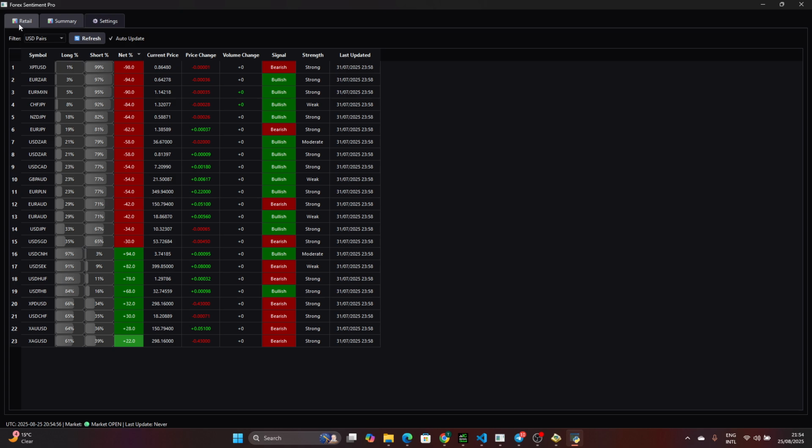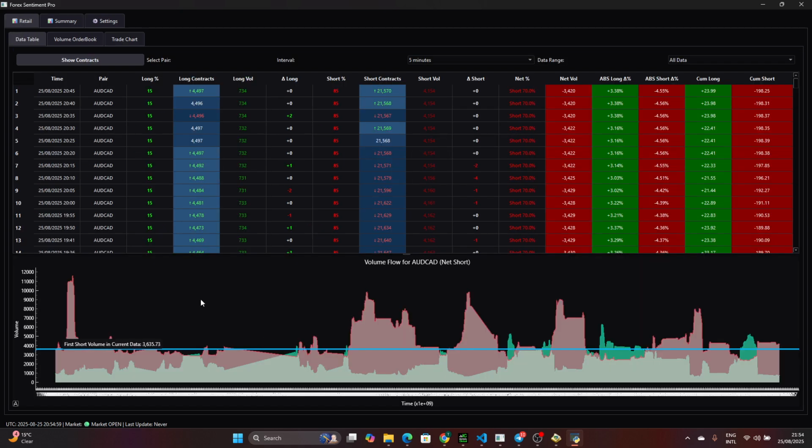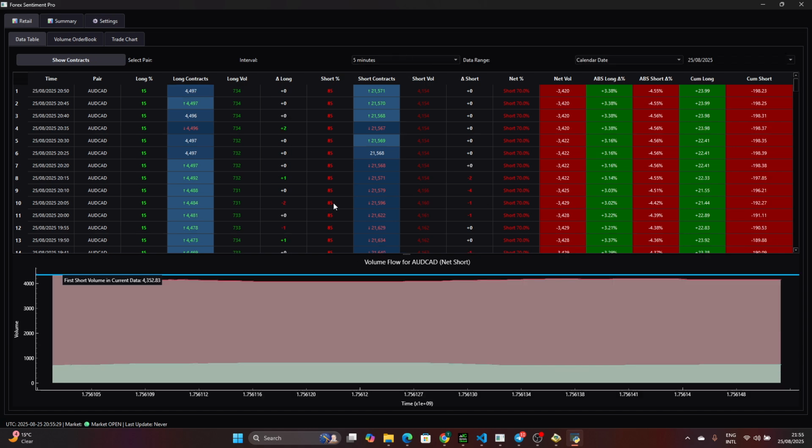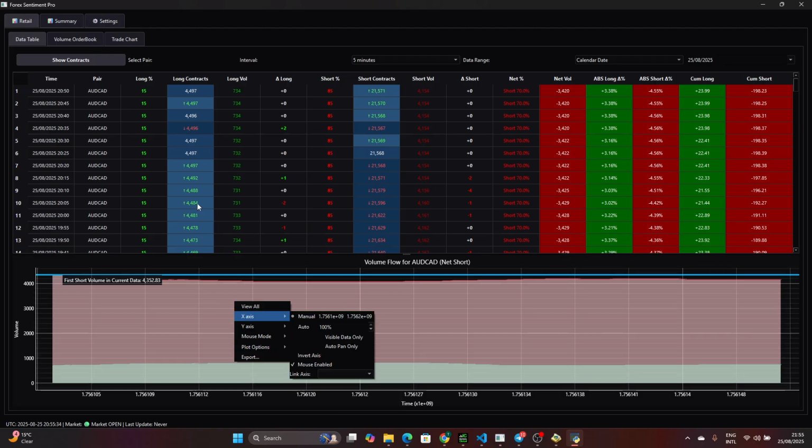The retail tab is the interesting one because this is the completely new tab, where on the right hand side these are similar compared to the previous version. On the right hand side I brought the absolute long and short volumes and the cumulatives from the matrix tab to here, so it gives you a better understanding if you want to enter long or short for that specific pair.